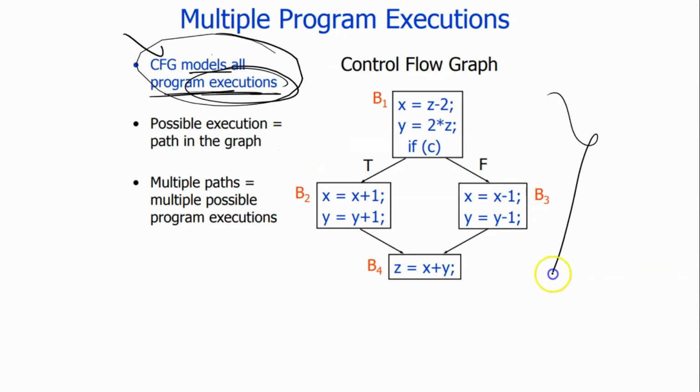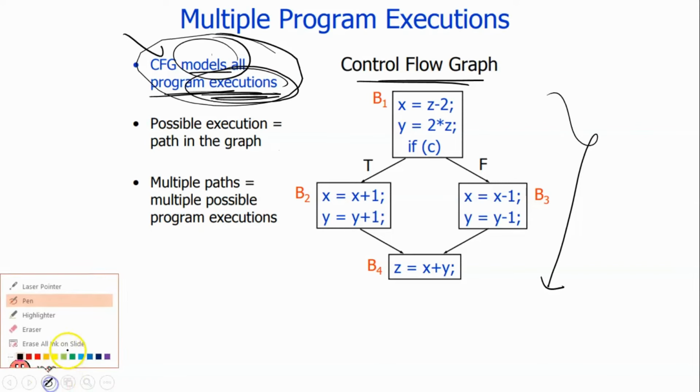So far we have not run this program. We have just seen the text of the program, and just by looking at the text we have made this control flow graph. And this CFG is covering all the possible executions. You can see it is covering all the possible executions.